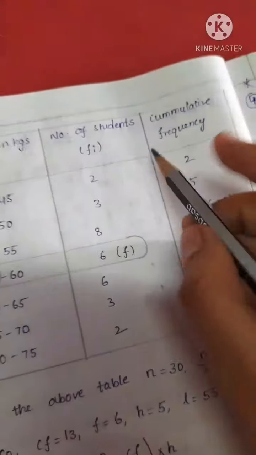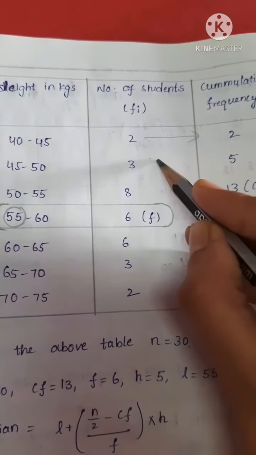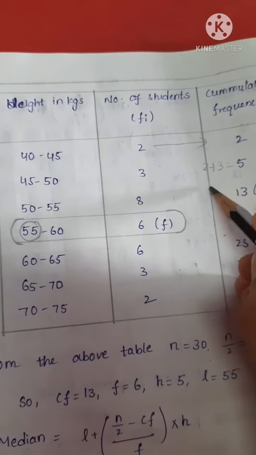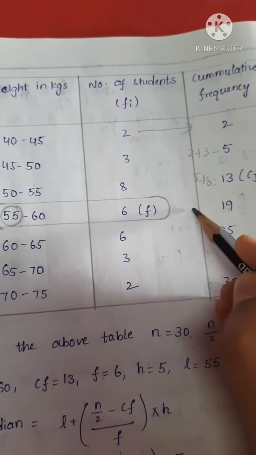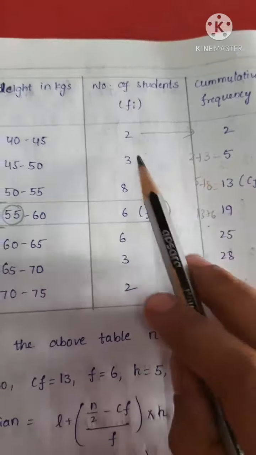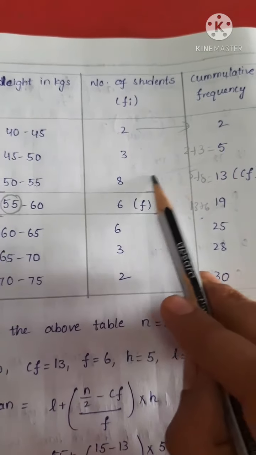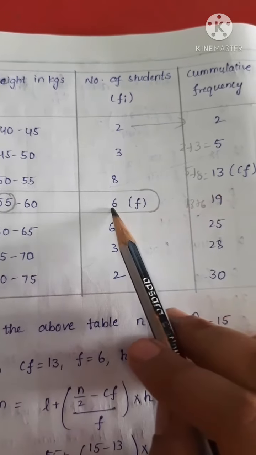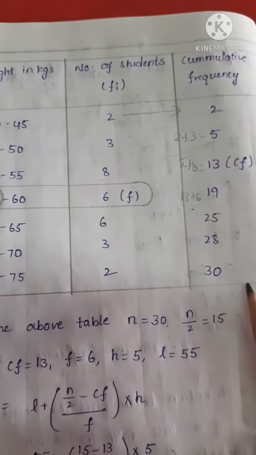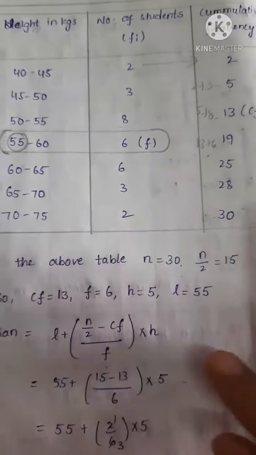Next, how to find the cumulative frequency: 2 will be the same. To get the next value you add the previous value: 2 plus 3 gives 5. Next, 5 plus 8 gives 13. Next, 13 plus 6 gives 19. Next, 19 plus 6 gives 25. Like that you will get the cumulative frequencies. Finally, the last value is the sum of the frequencies, 30.